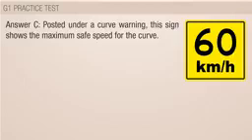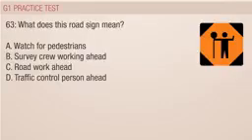Answer C. Posted under a curve warning. This sign shows the maximum safe speed for the curve. Question 63. What does this road sign mean? A. Watch for pedestrians. B. Survey crew working ahead. C. Road work ahead. D. Traffic control person ahead.